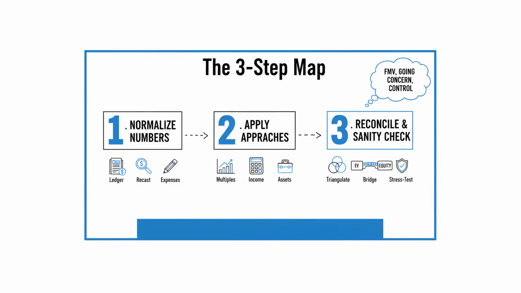Normalize the numbers. Gather the last 3 years of financials plus trailing 12 months. Recast to reflect true, sustainable earnings. Add back owner perks, remove one-time items, and set expenses to market.